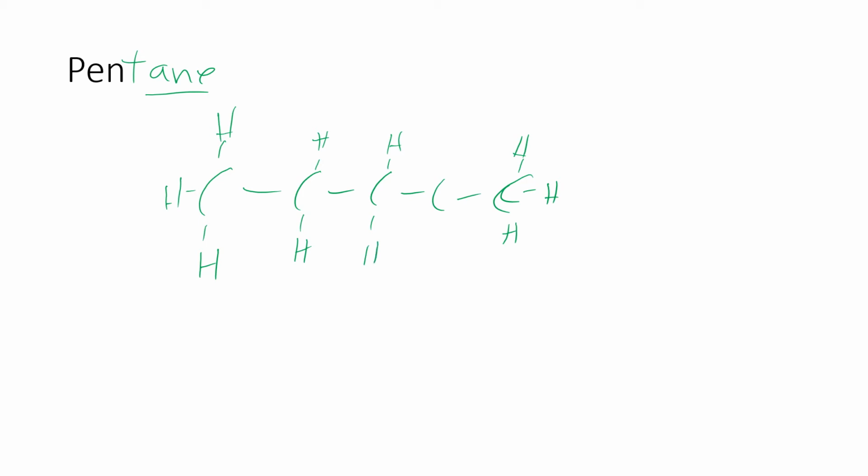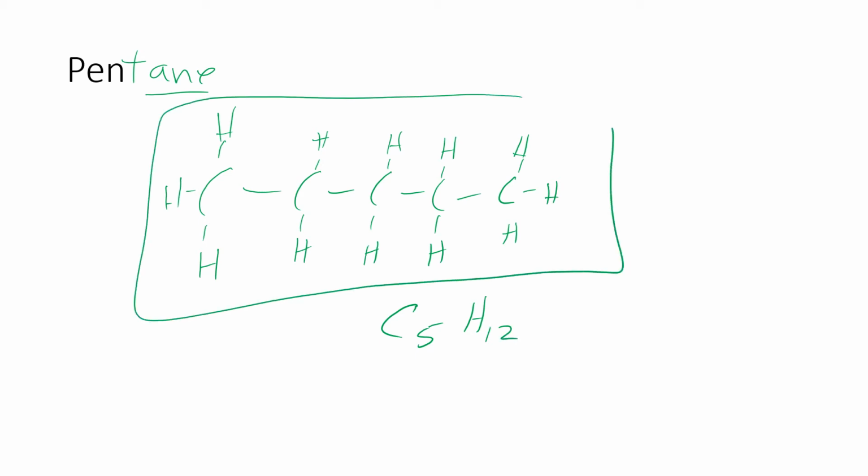Again, whenever you see this line, the line between them means sharing electrons, covalent bonds, lots of energy. I'm going to neaten up this little carbon. Okay, so the chemical formula is C5, H times 2 plus 2 is H12. Structural formula, this is what it looks like. Chemical formula, what's present, how many of each. All right.